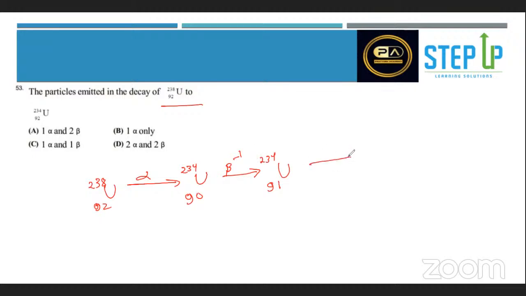No changes on the top in case of beta emission. One more beta emission will make it uranium with 234. No changes on the top, the bottom value changes. So I can write that it should be 1 alpha and 2 betas.